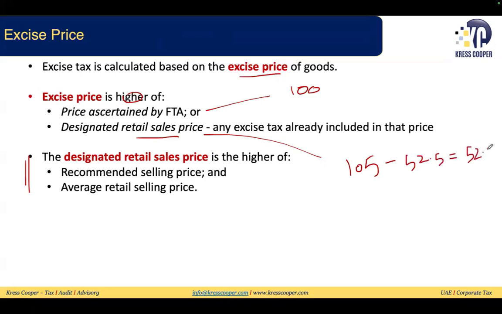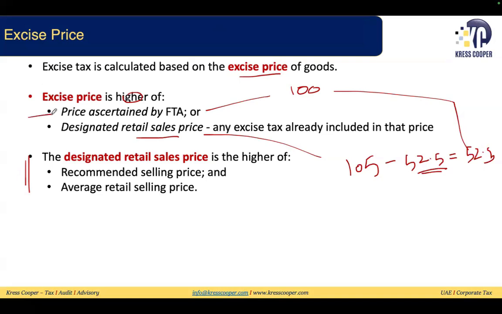This 52.5 or 100, whichever is higher, will become your excise base. Excise duty will be applicable on the excise price. The rate might be different, but excise duty will be applicable on the excise price. Excise price is the higher of the price ascertained by the FTA or the designated retail selling price, less the excise duty included in it. How will you calculate a designated retail selling price?